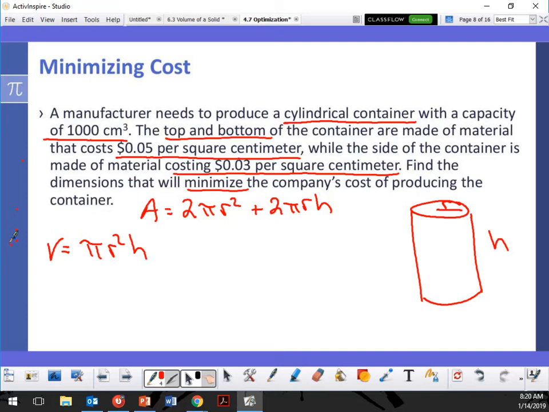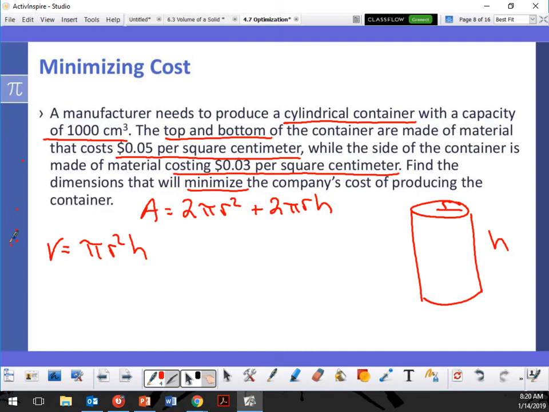Okay, so I have this value, and if you think about it, what am I trying to maximize? I'm trying to maximize the cost, right? Minimize. Minimize the cost, yes. I'm sorry. So I'm minimizing the cost of producing this, right?